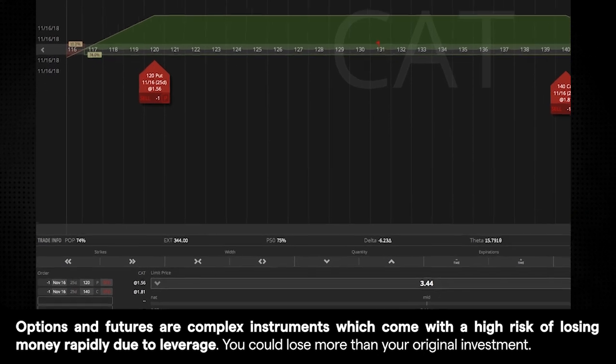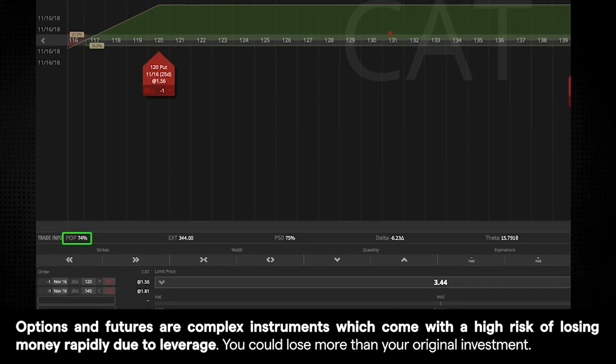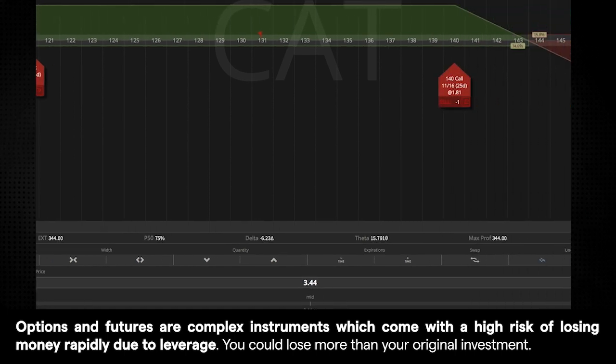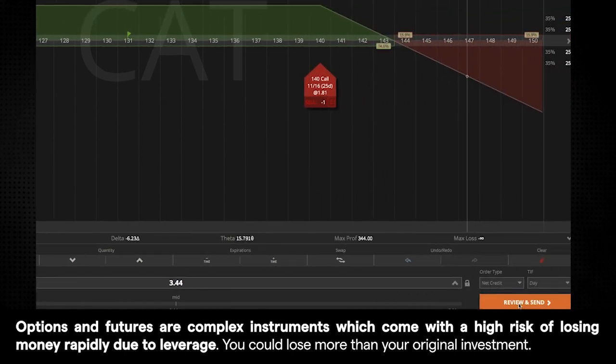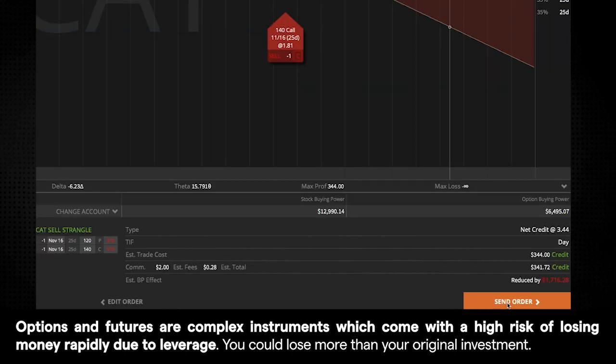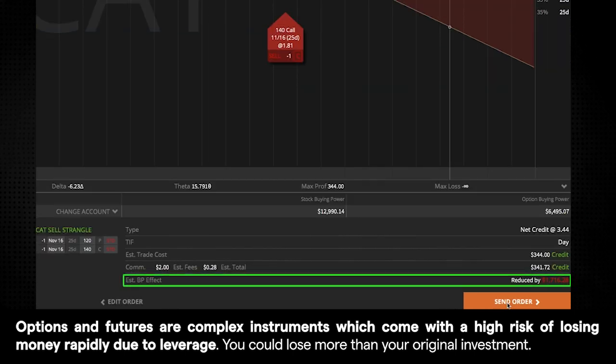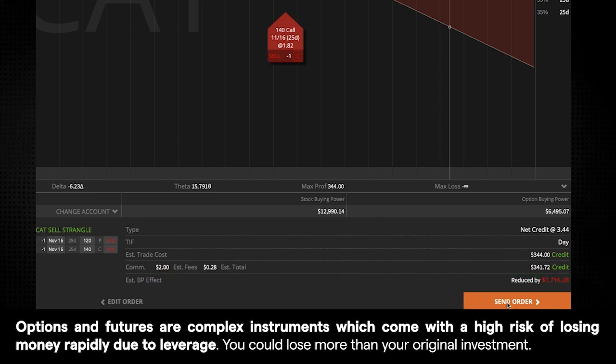The probability of profit on this trade is nice and high at 74% because I'm covering such a wide range for the stock to move. Everything looks good to me, so I'll go ahead and click Review and Send for one last peek at the trade. This trade will reduce my buying power by $1,700, which is pretty typical for a naked option strategy on a $130 stock. If I'm filled at $3.44, that would result in a 20% potential return on capital if the trade expires worthless and fully profitable.